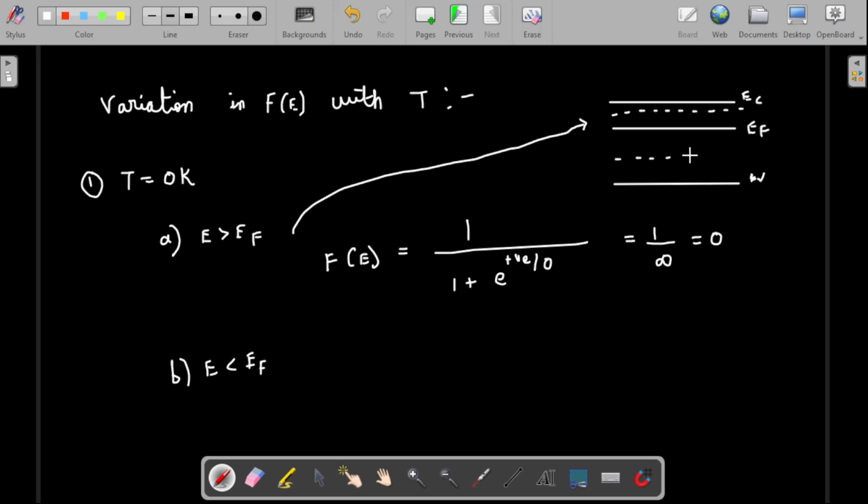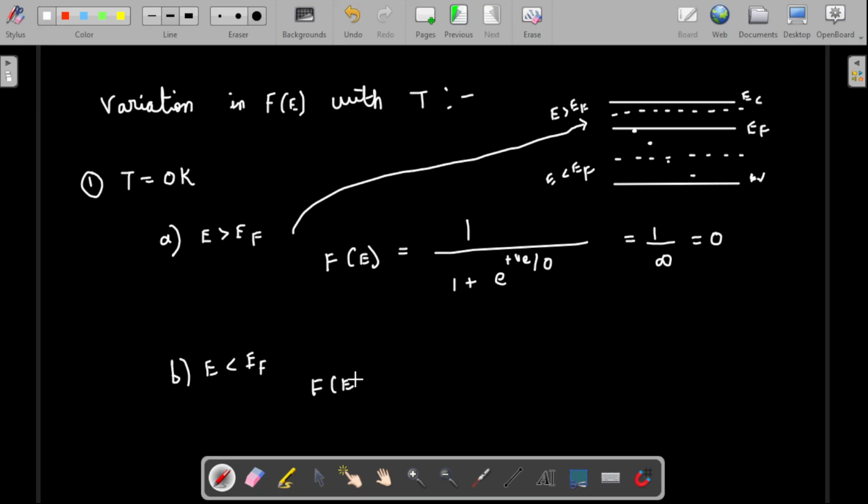If we take any condition below it, that is the B condition that we are using. So this is E greater than EF, and here E is less than EF. Clearly we can say the probability of presence of an electron will be 0 here, but the probability of presence of an electron is 100% here, because there will be a presence of electron here.